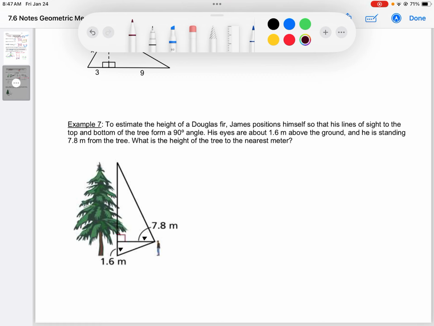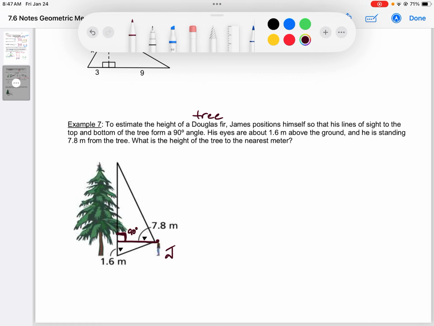So it's to estimate the height of a Douglas fir. That's just a tree, okay? If you're not familiar with that, it's just a tree. James, that's this guy, positions himself so that his line of sight to the top and the bottom of the tree forms a 90-degree angle. So what that means is where his eyes are to the tree forms a 90-degree angle.